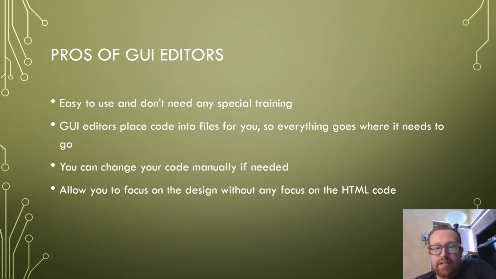GUI editors place code into files for you. They actually put everything into a nice, neat little folder for you, so every page that you make goes into this little folder, and so everything is kept together. That way when you're ready to publish things to the web, everything is kept together and nice and neat and organized. You can change your code manually if you need to.